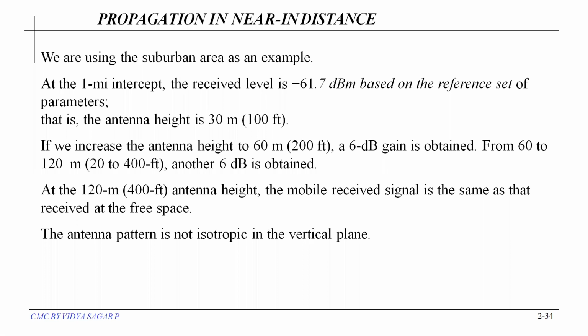Right? At the same time, if the antenna height is 400 meters, which is equal to the free space signal, that means if the antenna height is 400 feet and the free space, in both cases, the mobile receiver signal is same. And at the same time, the vertical plane of the antenna is different, and also it is non-isotropic, right?